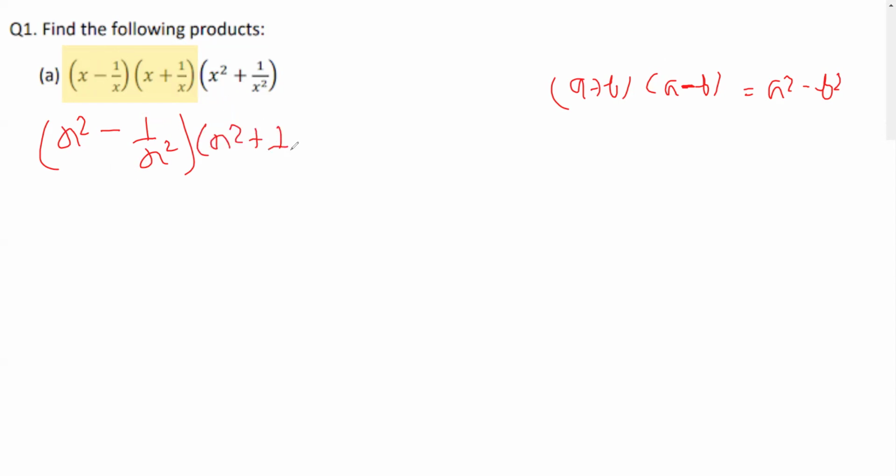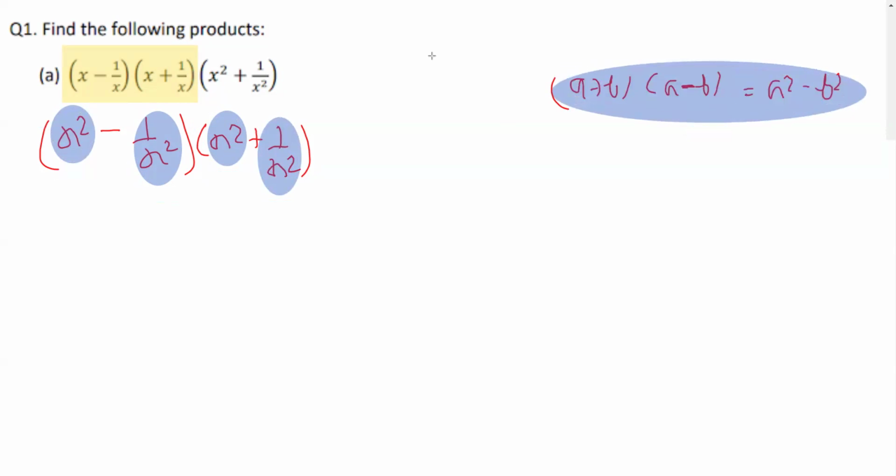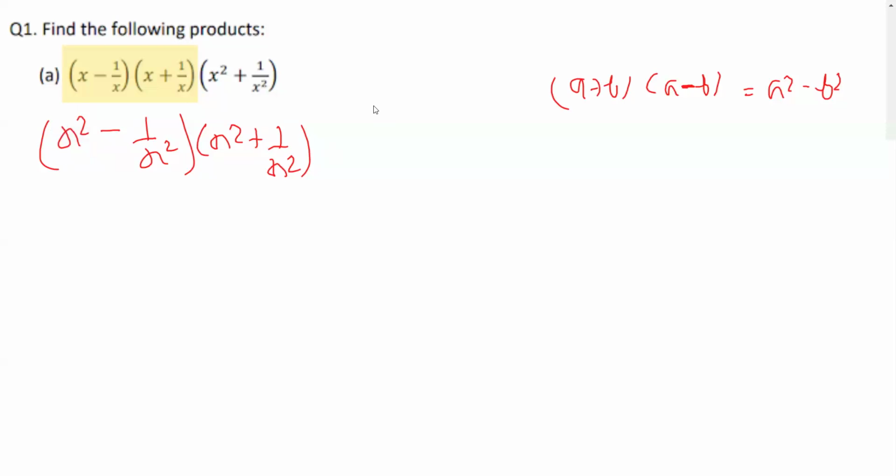x square plus 1 by x square. Now check again. We can apply the same identity, considering this whole thing as a, not only x square as a, and this whole thing as b. So you can figure out that it is a minus b into a plus b. So once again, applying the same identity, I can say it is a square minus b square. Clearly, a is x.